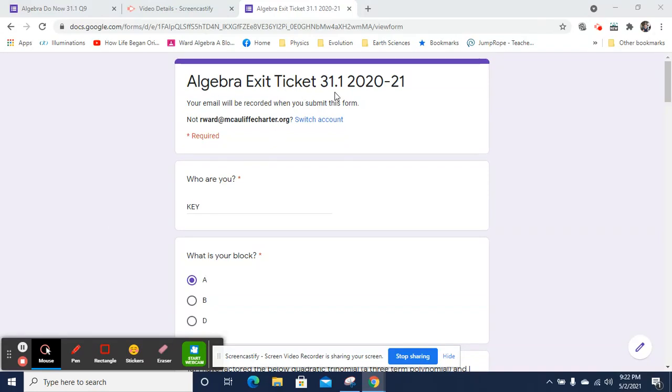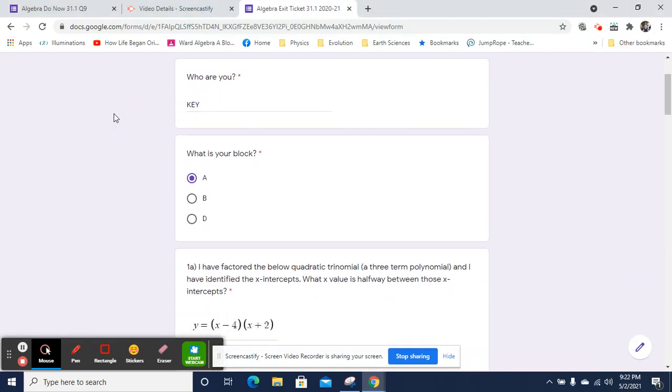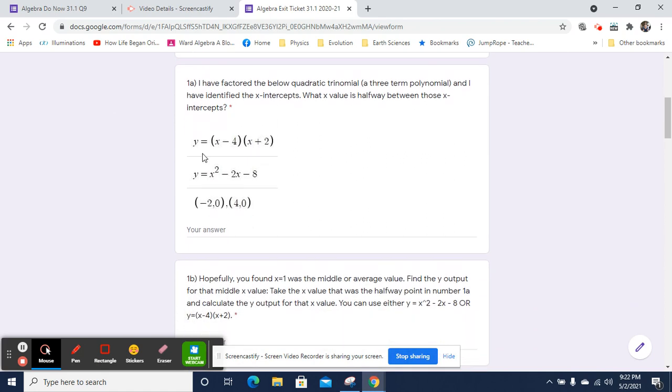This is Algebra Exit Ticket 31.1 Video Key, and here we go. So once again, I have given you a quadratic, and I have asked you to find the middle point, the average of the x-intercepts. So I factored it for you. I seem to have got them out of order, but that's okay. This is the expanded version. This is the factored version, and these are the x-intercepts, -2 and 4.